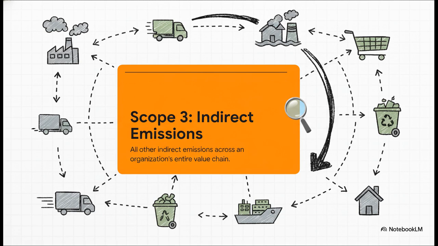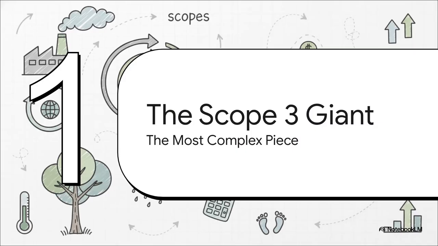Well, it's basically everything else. It covers all the other indirect emissions up and down a company's entire value chain, from its raw materials suppliers all the way to its customers. And for most companies, this is the real story. People often call Scope 3 the giant, and for a very good reason. It is absolutely massive. It's incredibly difficult to measure accurately, and it forces a company to look far beyond its own operations at its entire ecosystem.